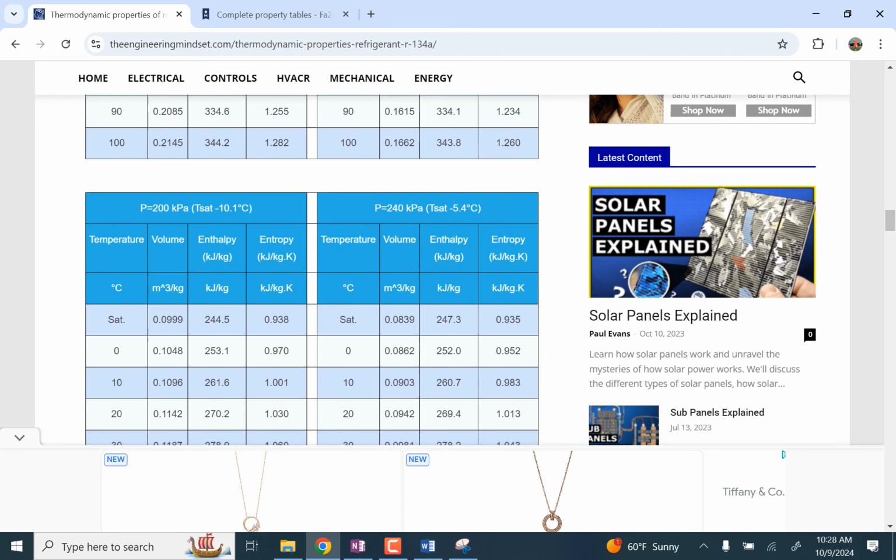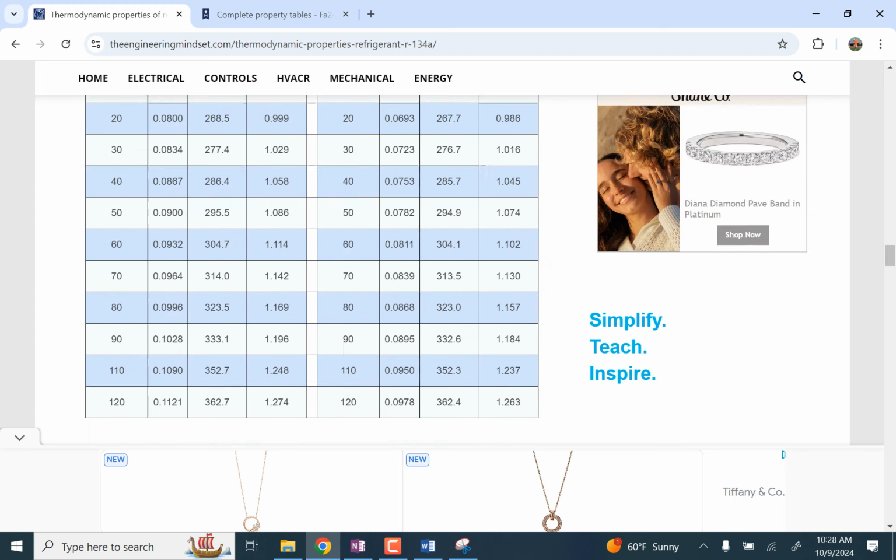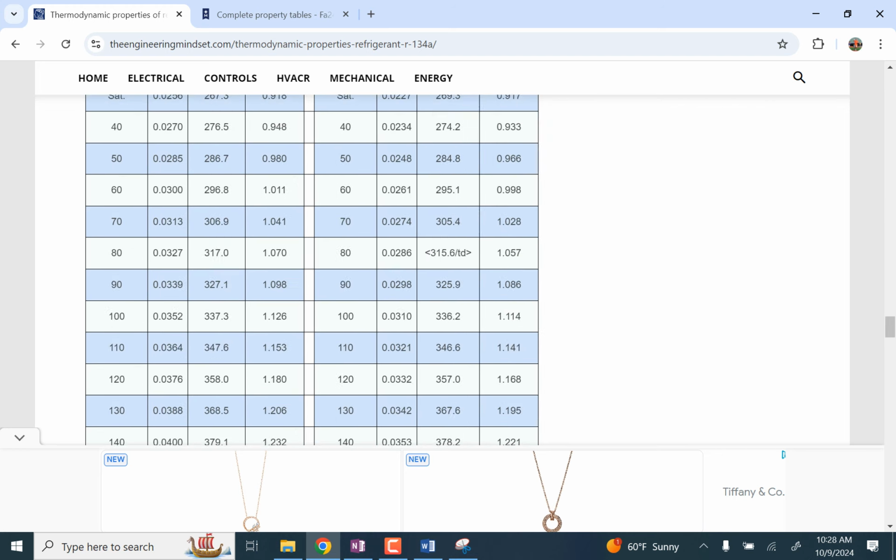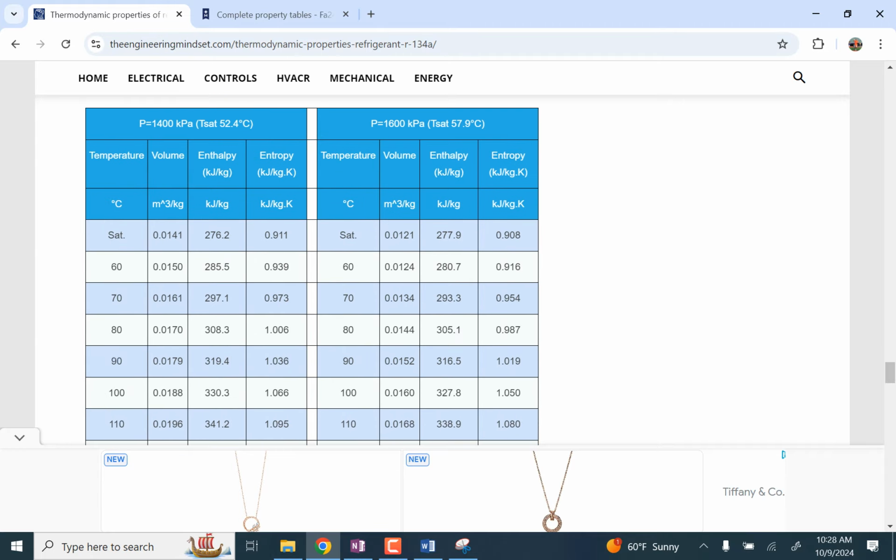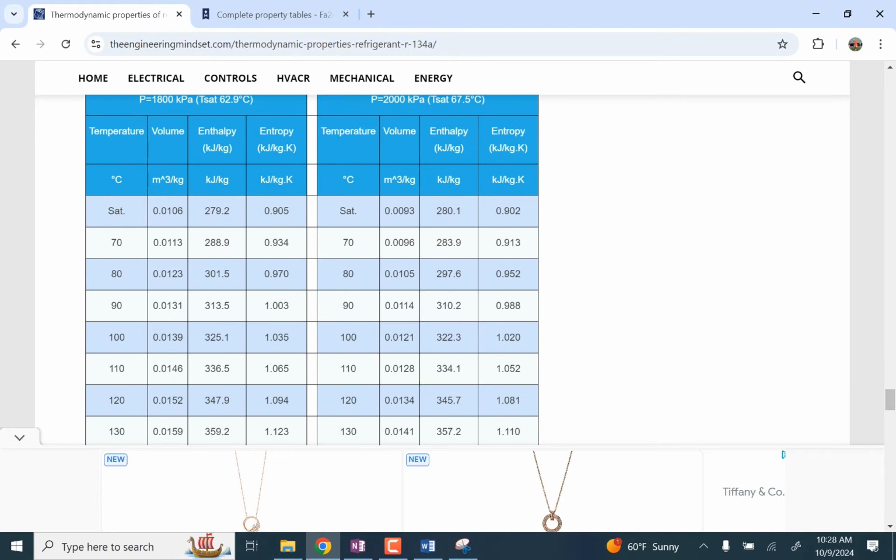So we're looking for 200 kilopascals, right? Or would it be 2,000 kilopascals? Oh, 2,000. Okay, and we're looking for a specific 328. So it's somewhere between 100 and 110 degrees Celsius. 100, 110, so 322.3, 100. Yeah.